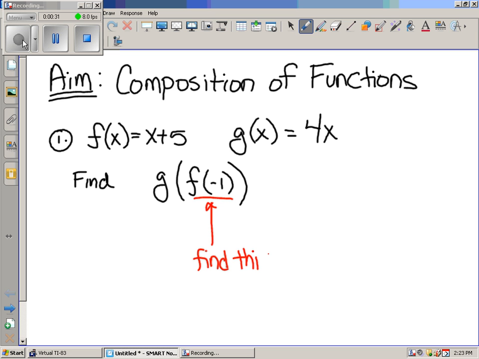Yeah, we're going to find the value of this. So we're going to do f at -1 equals, what is -1 plus 5? Good. And so then you just take this, right, and what do you do with it?